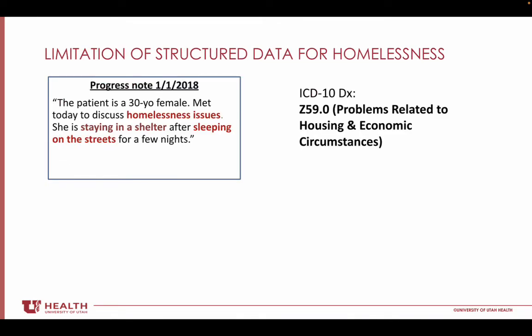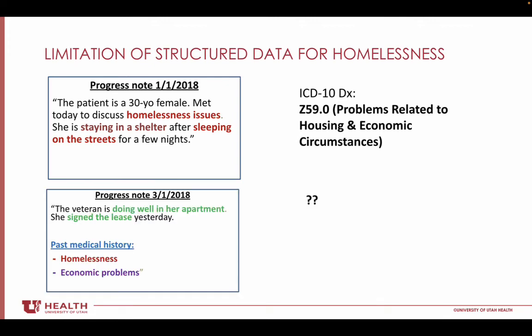Some examples of why structured data doesn't really cut it here: you might see a progress note like this, saying that they are here to discuss homelessness issues. She's staying in the shelter after sleeping on the street for a few nights. With homelessness, there actually is an ICD-10 code to represent this. There are several related to homelessness or housing instability, so that's great. But then a few months later, we see that they're doing well in their apartment, signed a lease, and so homelessness might now be considered more of a historical condition and not an active problem.